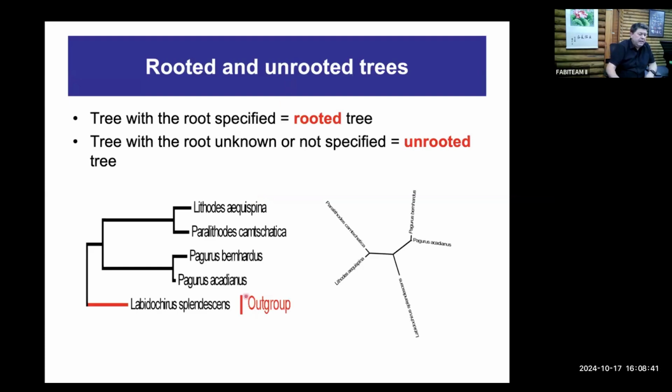A rooted tree is a tree that has an outgroup and then is rooted. But you will also see sometimes unrooted trees. We also refer to those as network trees. The only thing one can say here is that these two species share an ancestor, these two species share an ancestor, but we don't know if these two are phylogenetically distantly related to these three. For that, we need outgroups.